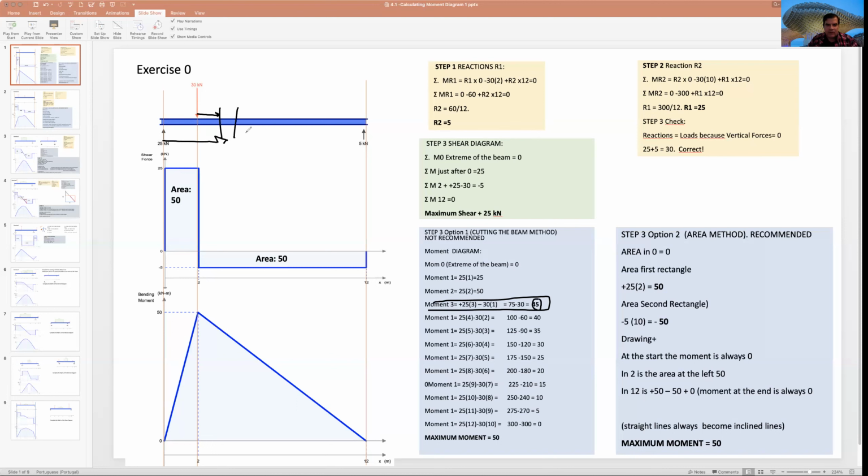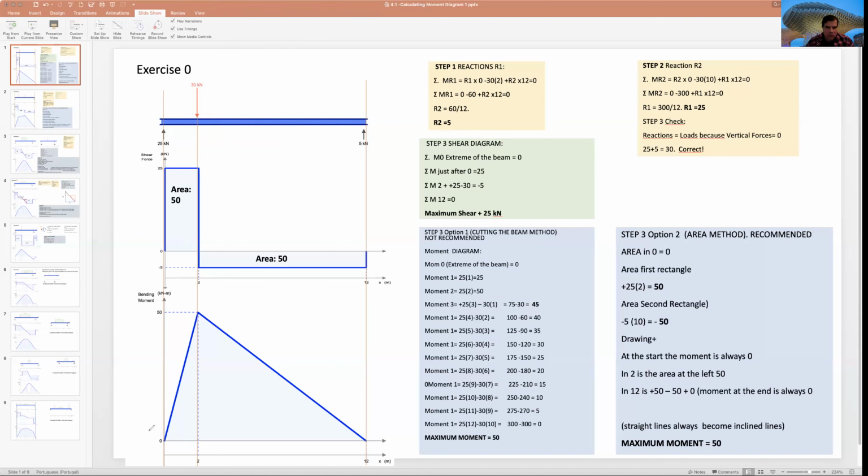Next, I cut in 4. I cut in 5. I cut in 6. And I still have the same calculations to do: 25 by 4, 30 by 2; 25 by 5, 30 by 3; 25 by 6, 30 by 4. Why? Because every time I move 1 unit, this distance is 6, for example, and this distance will be 2 numbers less, 4. And I need to do this for every one of these elements, and that is too much work.